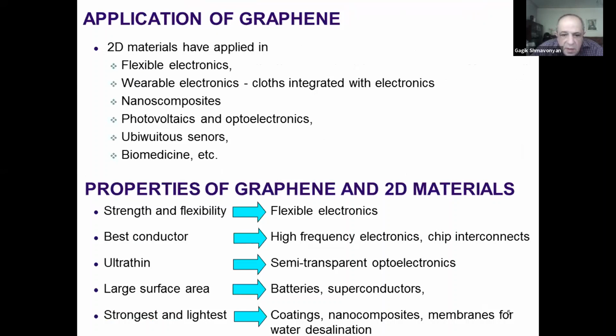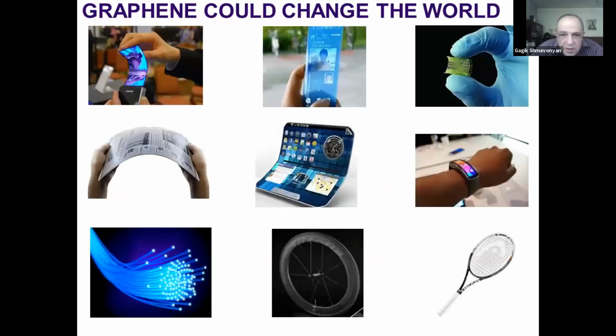They have the best conductor properties, which allow high frequency electronics and cheap interconnects. They are ultra thin, which allows semi-transparent optoelectronics, and have large surface area, which allows batteries and superconductors. They are the strongest and lightest, which favors fabrication of coatings and nanocomposite membranes for water desalination.